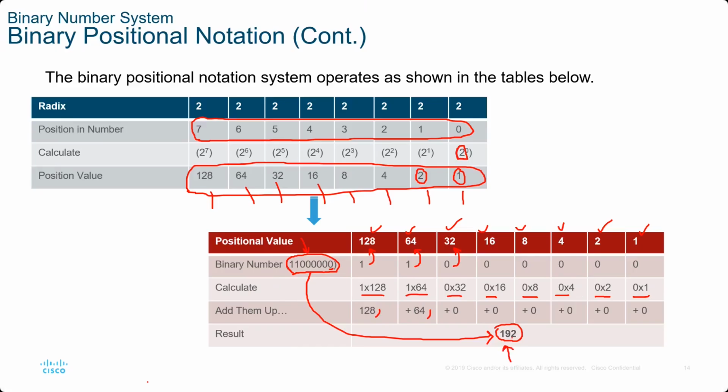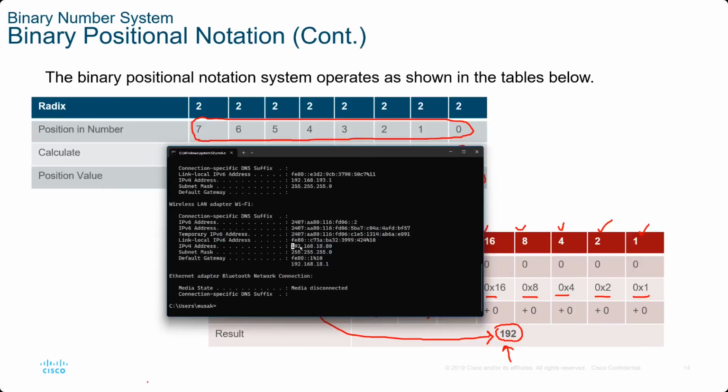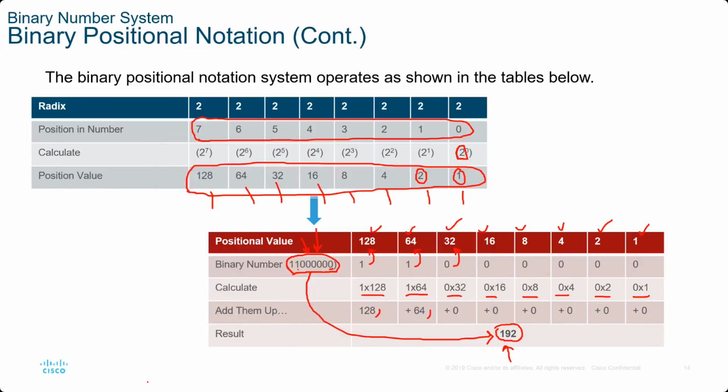So if you convert 192 back to binary, you will get this, which is right here in my address, 192. So this 192 is actually 11 and then 6 zeros in binary, which is the actual binary address of my computer, starting from 192. Obviously, this is just one octet. You have to do it 4 times to get the full IPv4 address. Okay.